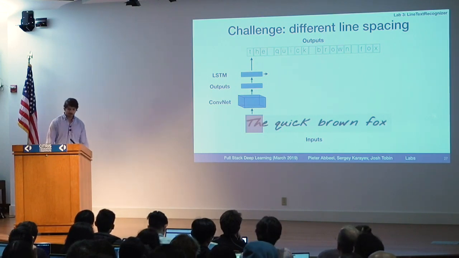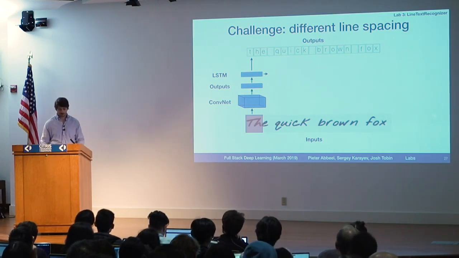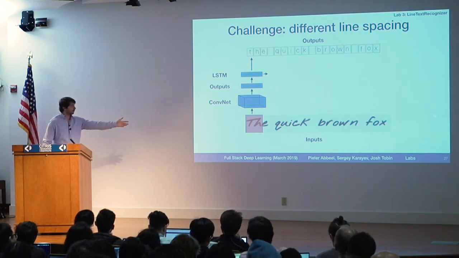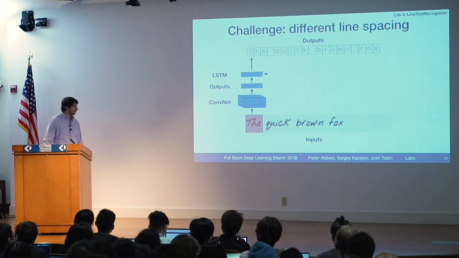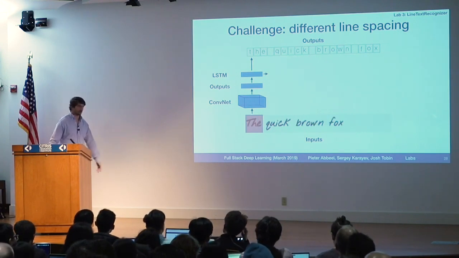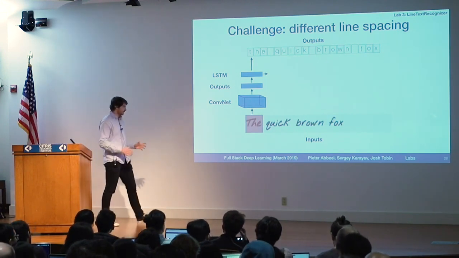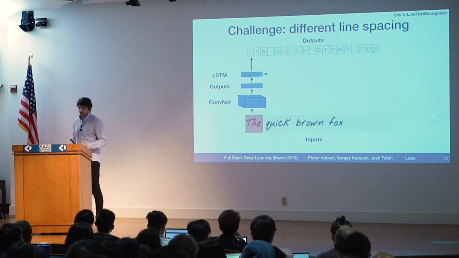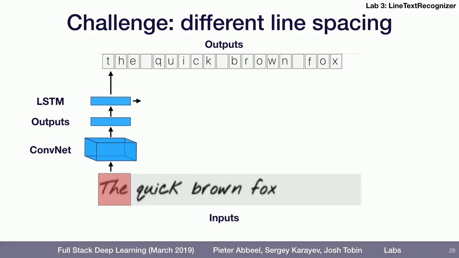Okay. Yeah. So the challenge, as you pointed out, is that there's different line spacing, right? So maybe this window size makes sense for this line of text, but what if someone writes like this, right? Same writing, but much more compressed. Then all of a sudden, our window now captures an entire word, and so it doesn't seem likely that we're going to be able to model this accurately with this more compressed text.